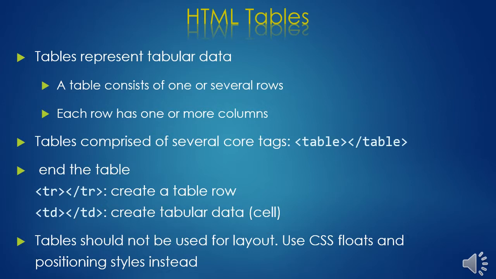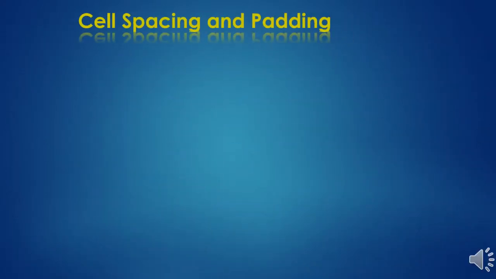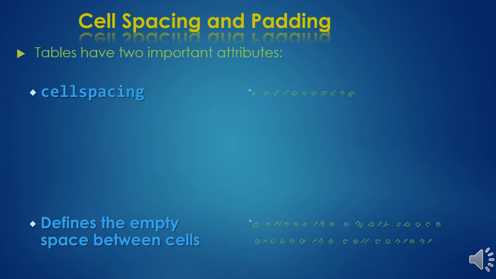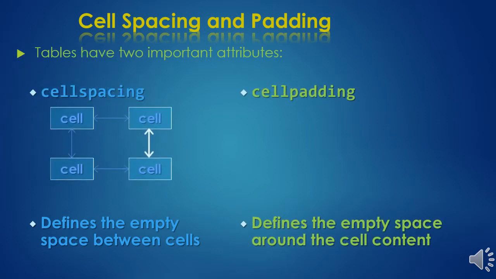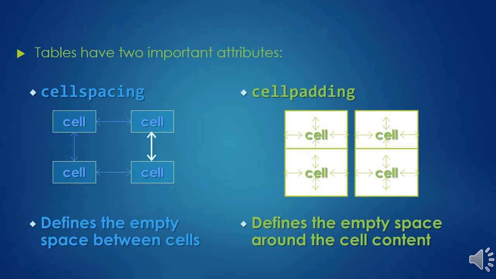Tables should not be used for layout. Use CSS floats and position styles instead. Cell spacing and cell padding. Tables have two important attributes. Cell spacing defines the empty space between cells, and cell padding defines the empty space around the cell content.